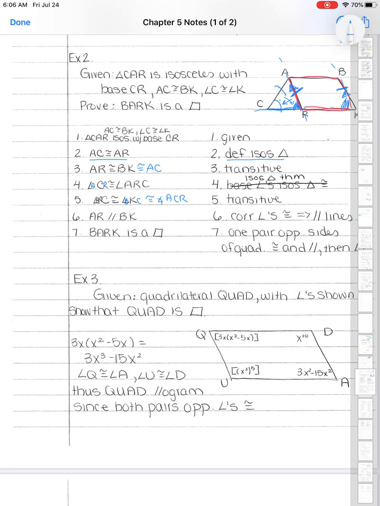So let's look at what we have. We have these two angles right here. Well, those two angles, if you think about it, if we were to extend these two lines, and this line right here is your transversal, those are corresponding, which means that AR is parallel to BK, because corresponding angles congruent implies parallel lines. And then now we know that AR and KB are not only congruent, but they're parallel, which means BARK is a parallelogram, because one pair of opposite sides of a quadrilateral is congruent and parallel, so then we have a parallelogram.